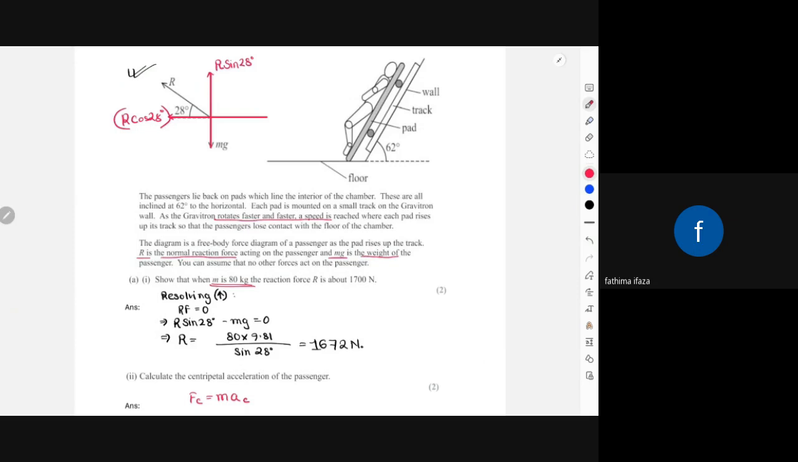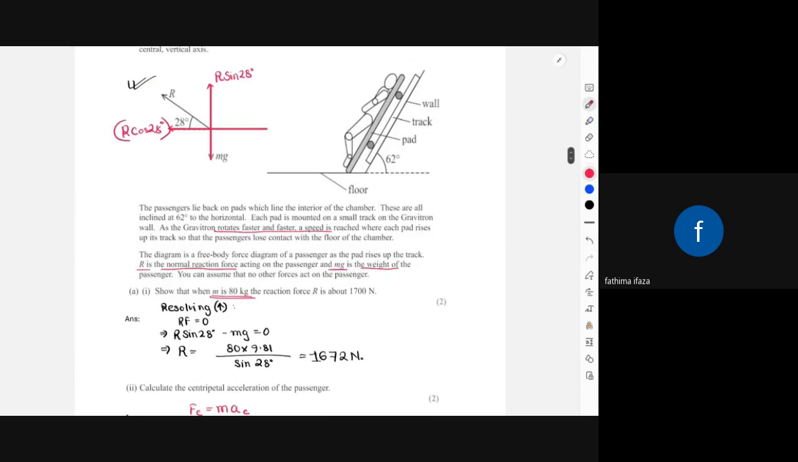That is R cos 28. Now, how is R the force? Is it only the reaction force? Weight is also acting, right? But weight is not acting towards the center of the circle. The entire reaction force is also not the resultant force. Over here, only R cos 28 degree is acting as the centripetal force.